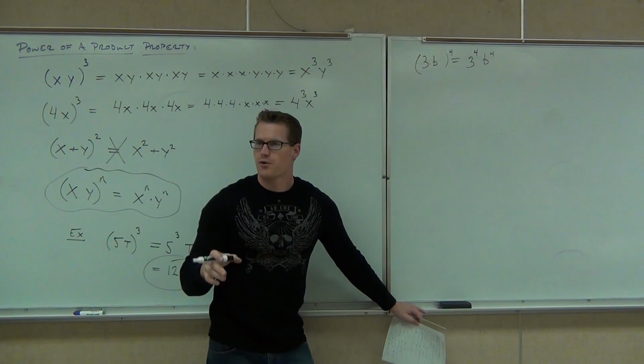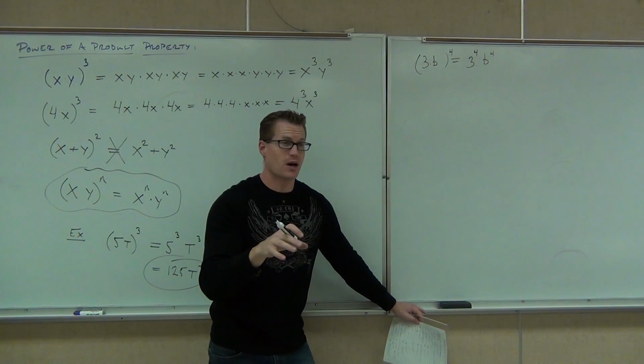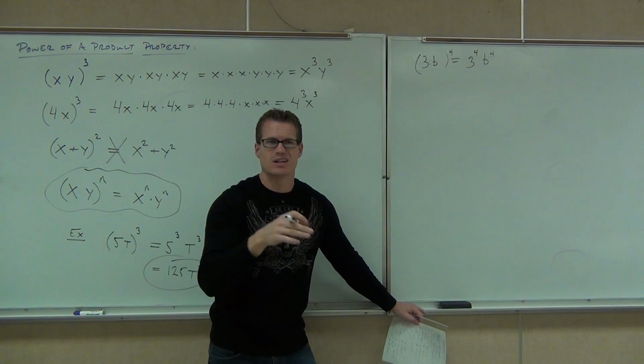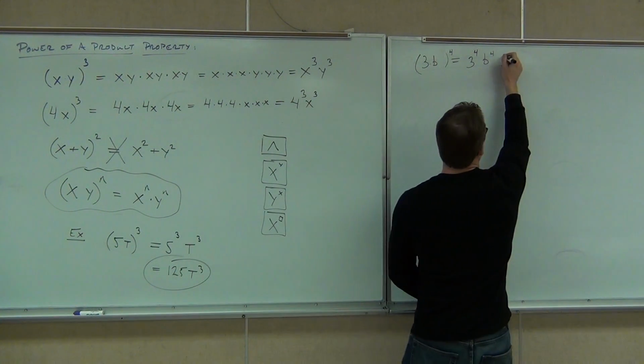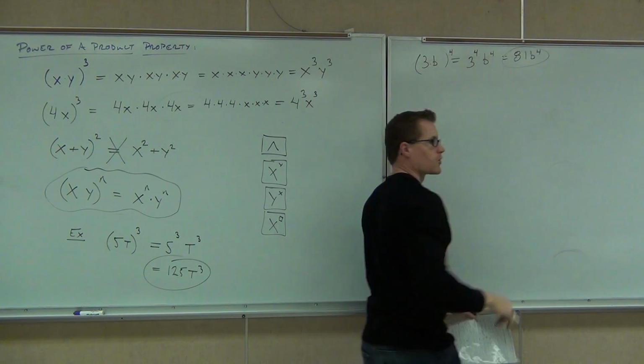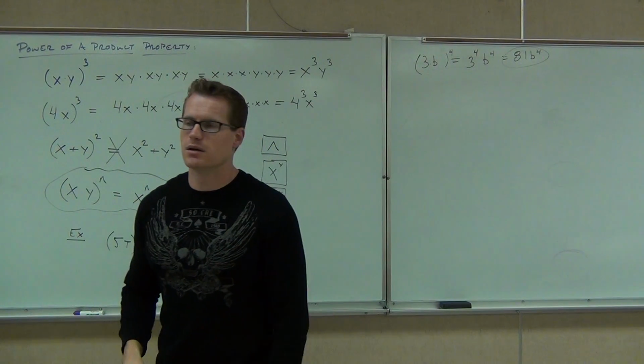Now we're going to take the 3 to the 4th, any numbers, we'd like to go ahead and find the value for those. So 3 to the 4th power, 3 times 3 times 3 times 3, or 9 times 9, you're getting 81. And that's as far as we can make it on that problem. You're done. Did you get that?